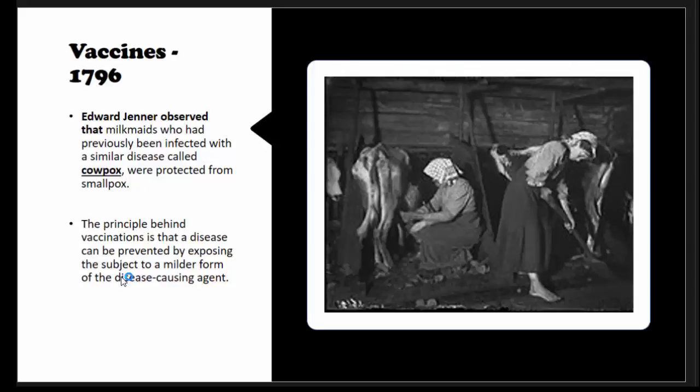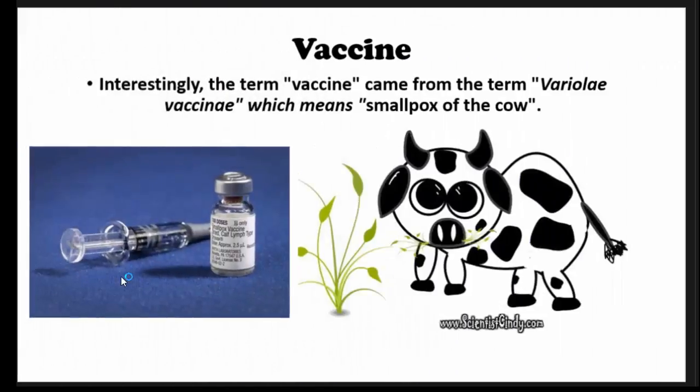The principle behind vaccinations is that a disease can be prevented by exposing the subject to a milder form of the disease-causing agent. Interestingly, the term vaccine comes from the term variolae vaccinae, which means smallpox of the cow.